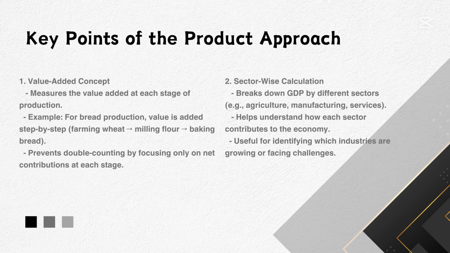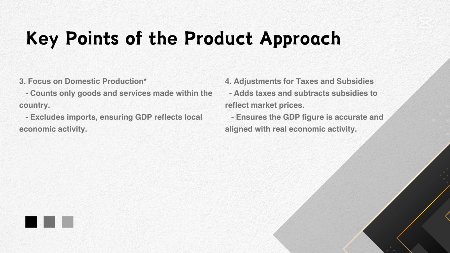The second is sector-wise calculation. Break down GDP by different sectors, for example agriculture, manufacturing, and services. This helps understand how each sector contributes to the economy and is useful for identifying which industries are growing or facing challenges. Third is the focus on domestic production. Count only goods and services made within the country, which excludes imports, ensuring GDP reflects local economic activity. And the last one is adjustment for taxes and subsidies. Add the tax and subtract subsidies to reflect the market price. This ensures the GDP figures are accurate and aligned with real economic activity.